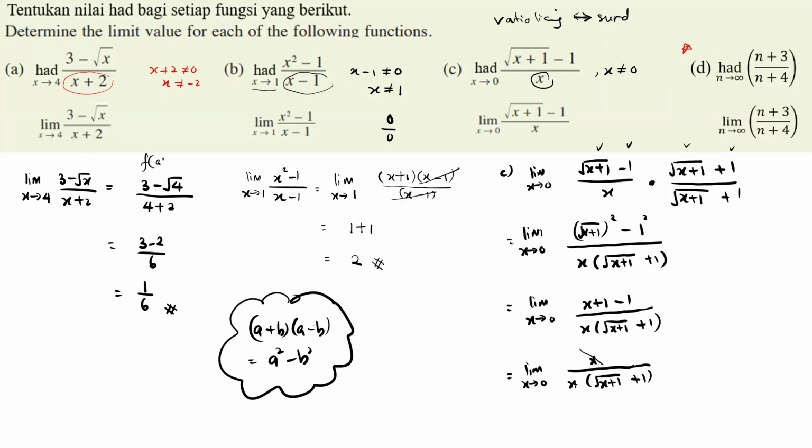So simplify this, then we substitute. Okay, now we can substitute. So it will be 1 over square root of 0 plus 1, and then plus 1. No space, so you should continue here. Because 0 plus 1 is 1. Square root of 1 is 1. So 1 plus 1 is 2. So 1 over 2. That's the answer.